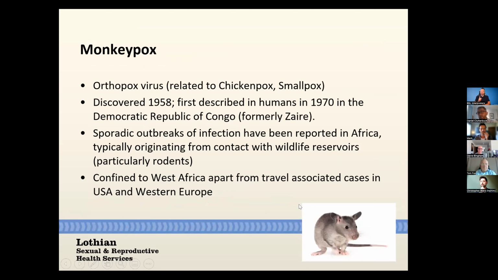So what it is, it's a virus which is related. It's in the same group as chickenpox, which I suspect everyone's familiar with, and smallpox, which was eradicated in 1980. We stopped vaccinating people in the 1970s. It was first discovered in some macaques, some research animals in the 50s, but it was first described in Africa in the 70s, in West Africa in the DRC. There are two parts of Africa, a central part and Nigeria, where two different sorts of monkeypox are what's called endemic.